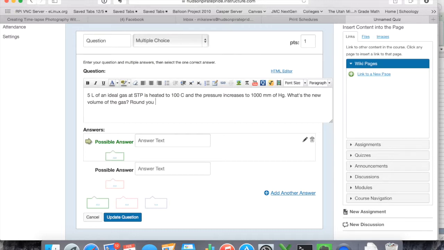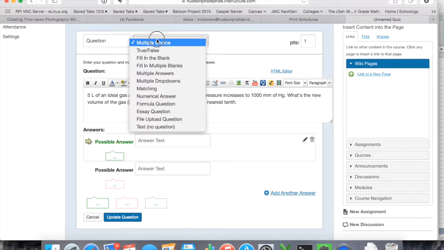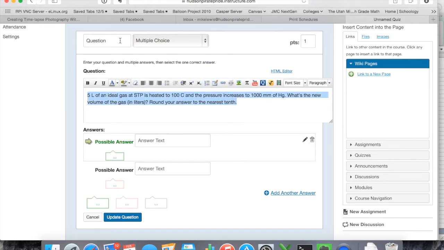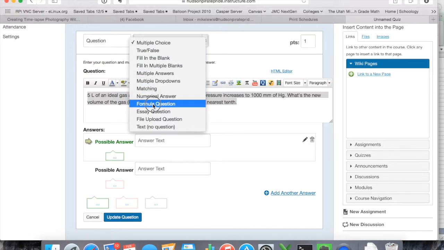And I want your answer with 1 decimal place on it. And since there's not a way for them to type in their units, I'll specify that their numbers should be in units. Okay, in liters. All right, well, so first off, I need to make sure this is a formula question.